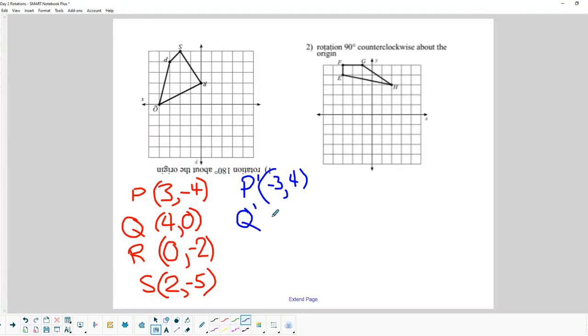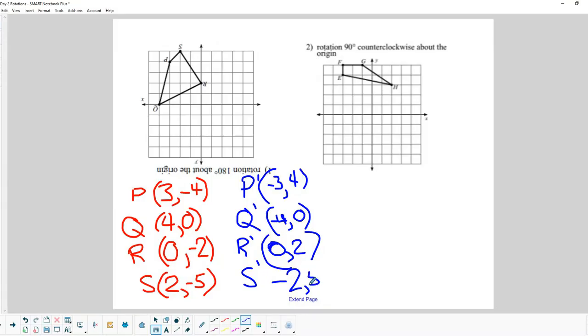Q prime, that's going to be negative 4, 0. Negative 4 and 0. Okay, how about R prime? R prime is 0 and 2. Okay, S prime, negative 2 and 5. So when we graph them, we will have all of our two shapes.